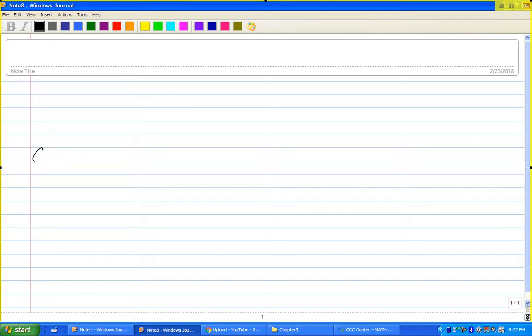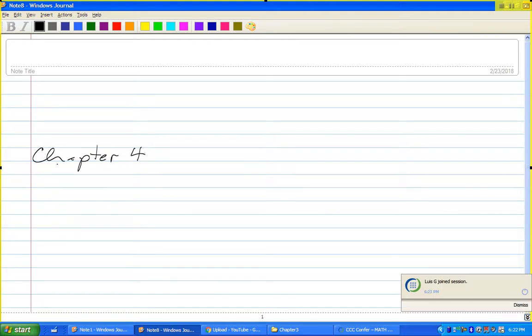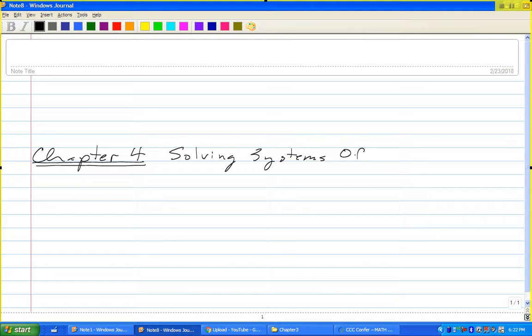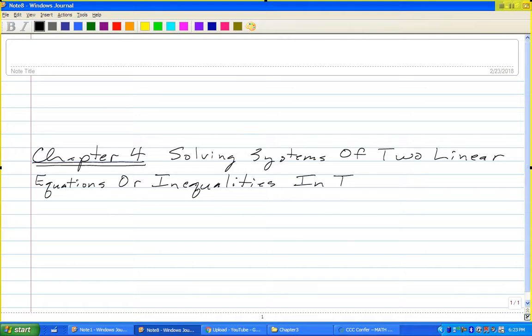Chapter 4. Solving systems of two linear equations or inequalities in two unknowns. In two variables of two variables.